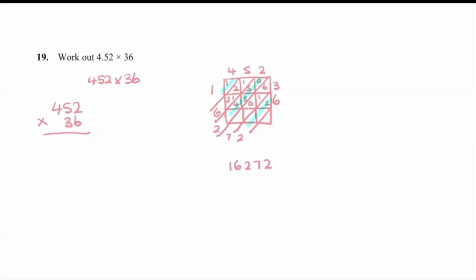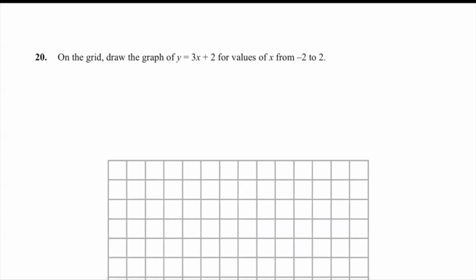However, I do have that decimal, so I need to put that back in. If I look at the 452, I would need to come in 2 places to make it look like the number in the original question. So I'm going to do those 2 places, and I end up with my decimal point there. So my final answer is 162.72.